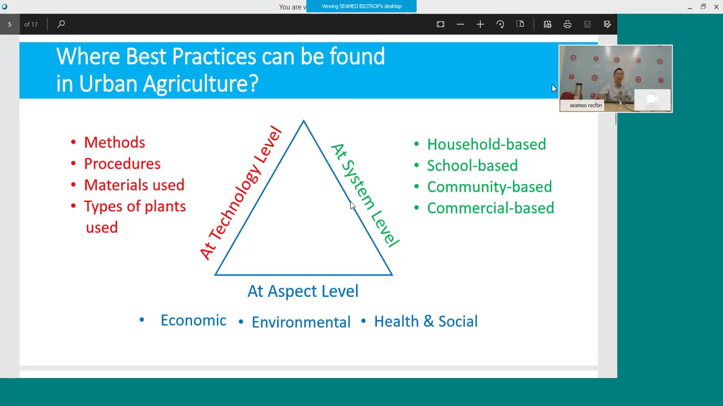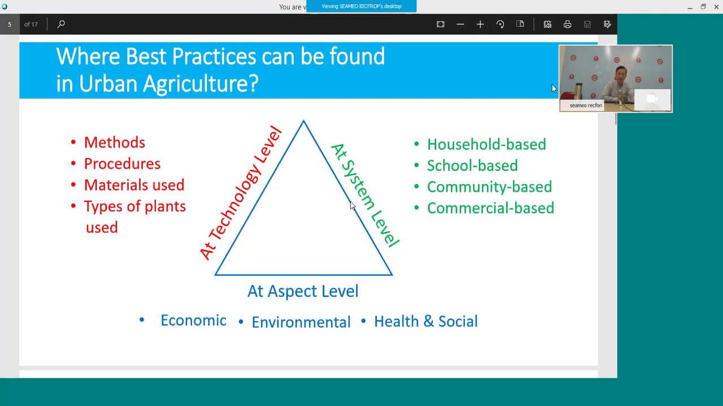So there are different areas where we can identify some best practices in our urban agriculture activities. And you can find this in these three areas, namely the technology level, second, the system level, and the third is the aspect level. Okay? So three areas where we can find best practices, or we can identify our best practices, namely technology, system, and the aspect level.